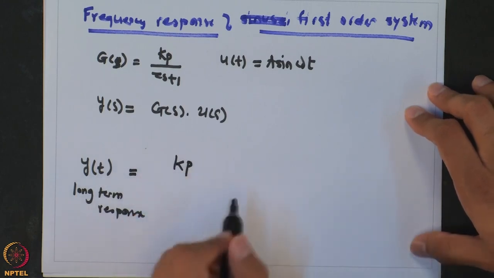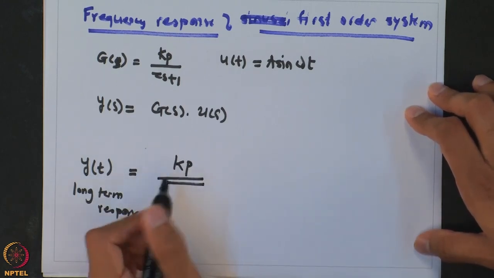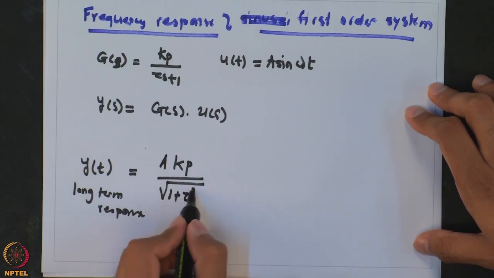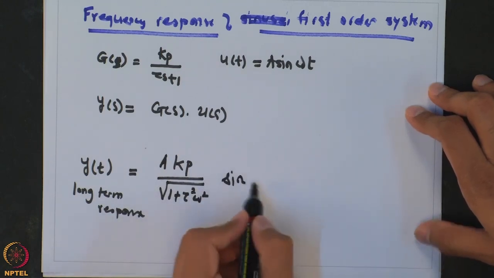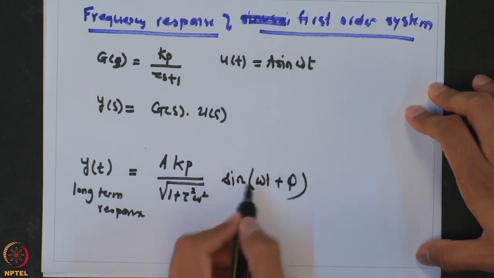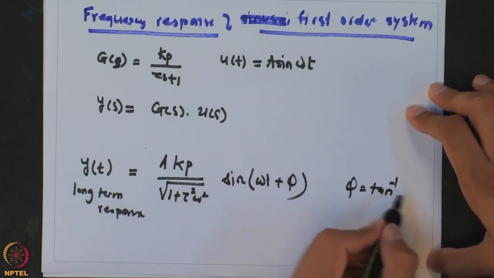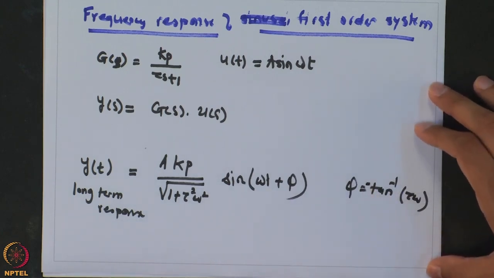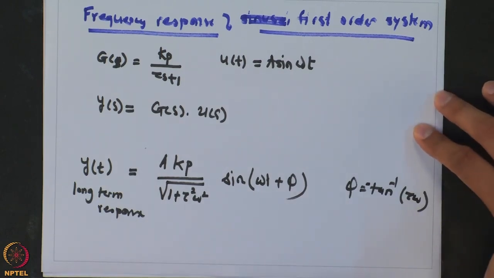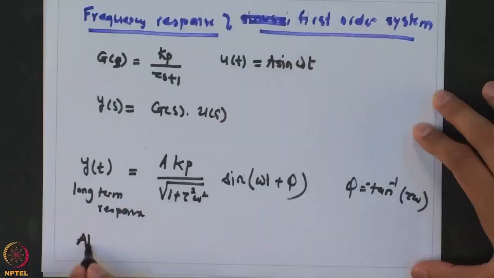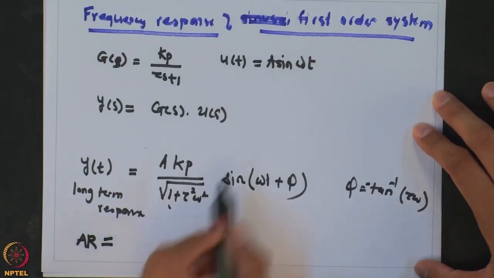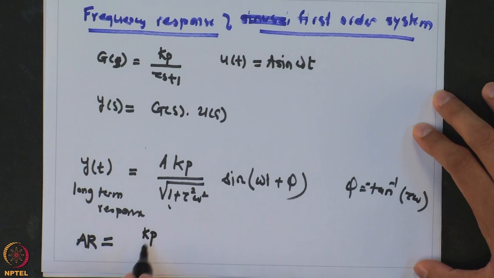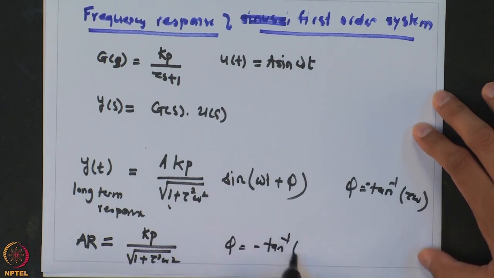was A Kp over root of 1 plus tau square omega square times sin of omega t plus phi, where phi was equal to minus tan inverse of tau omega. So, that is what we had obtained long back. So, in this case, if we define amplitude ratio as the amplitude of output to the amplitude of input, we get the amplitude ratio as Kp over root of 1 plus tau square omega square, and the phase as minus tan inverse of tau omega.